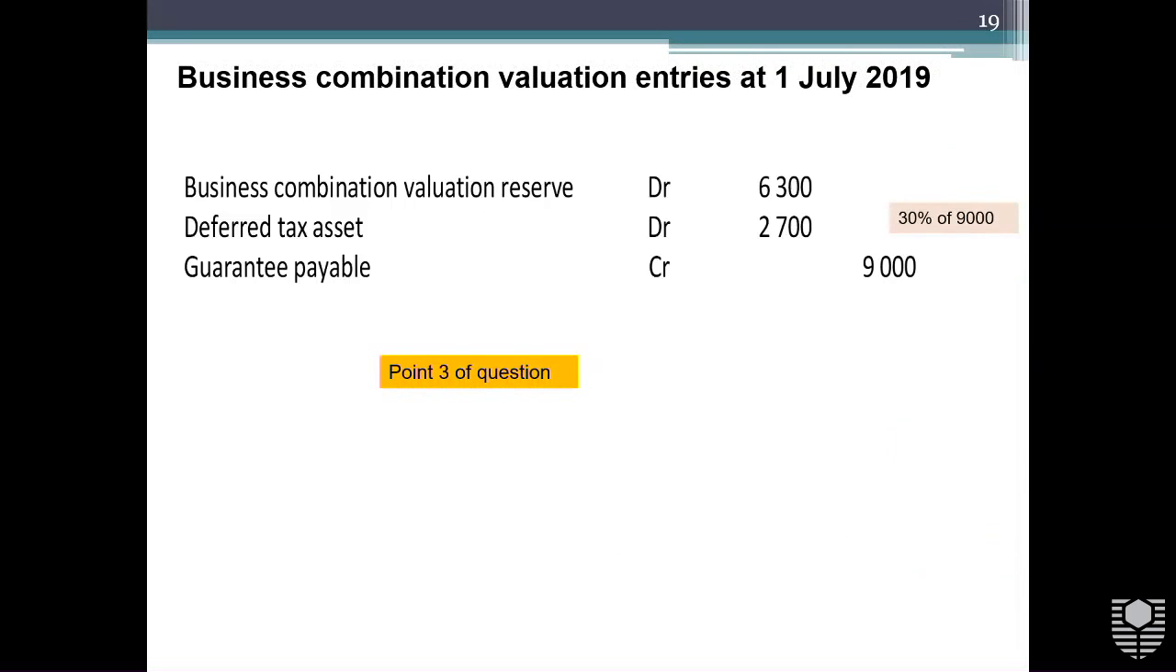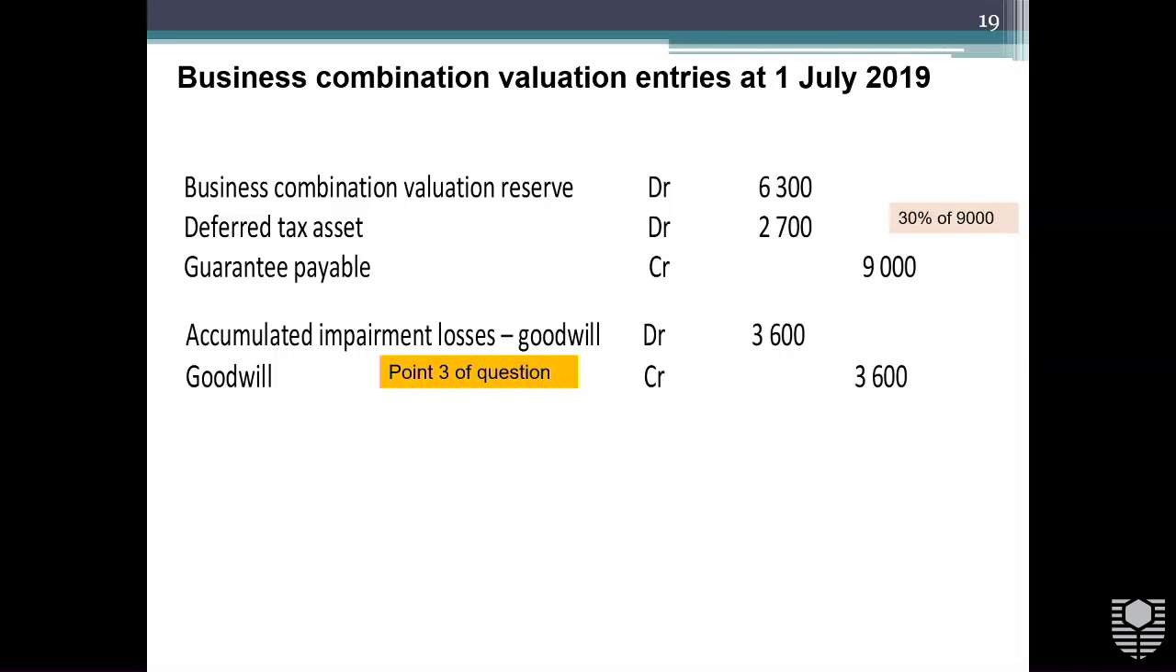Okay, the next bit is our guarantee payable of 9,000. So this is going on the opposite side. We're going to credit the 9,000. 30% of that is 2,700, and 70% is 6,300 going to your business combination valuation reserve.